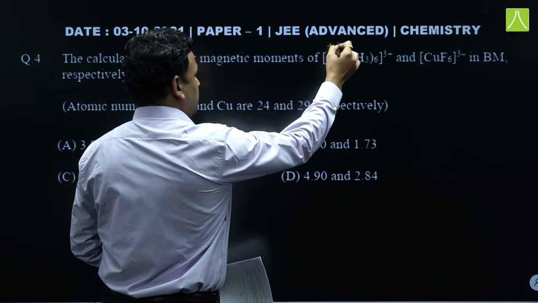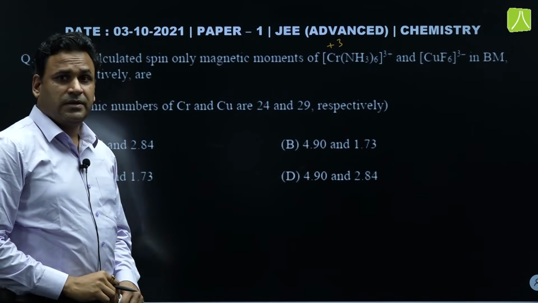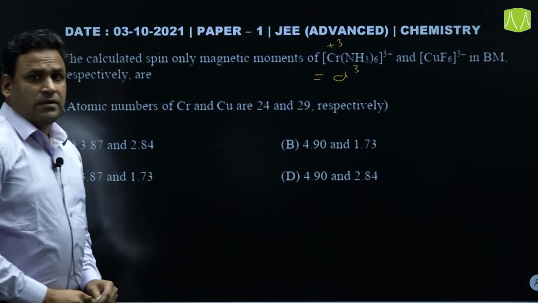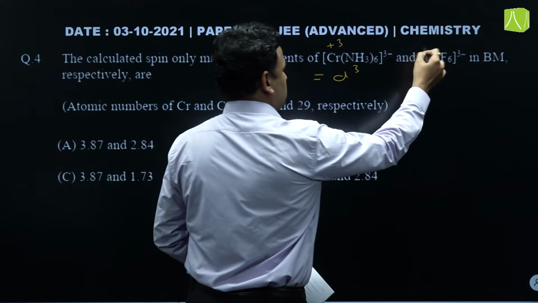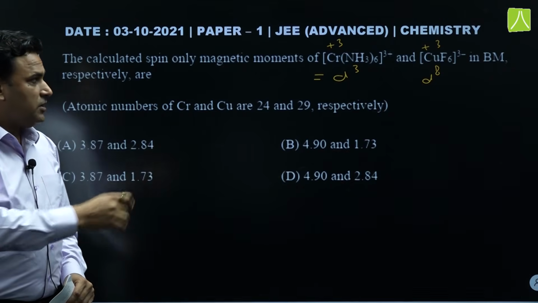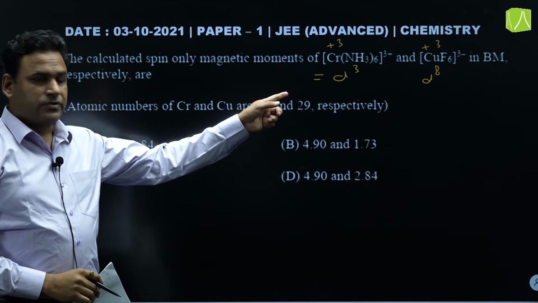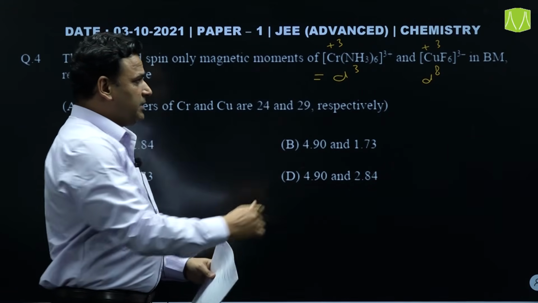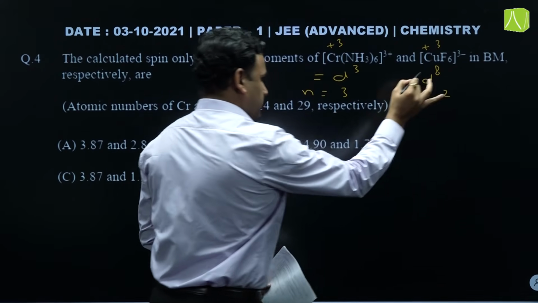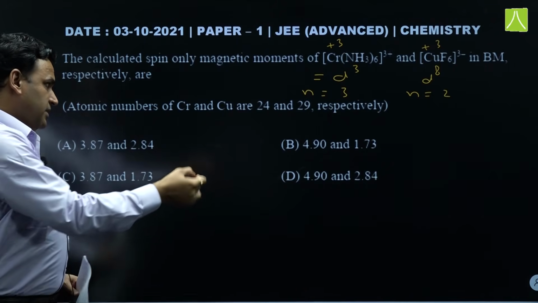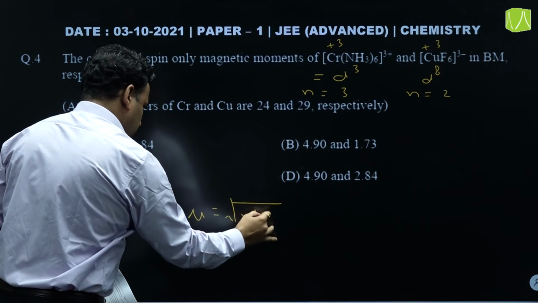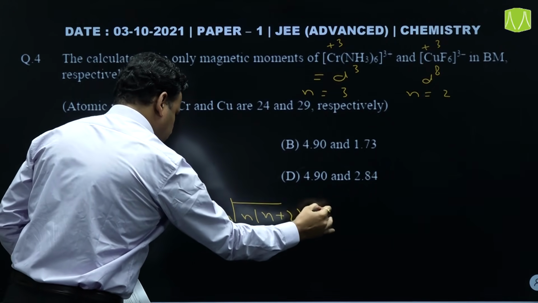So we know that chromium is present in +3 oxidation number, so chromium is going to be d3 configuration, and copper is present in +3 oxidation number. So this is d8 configuration. Now, we can easily calculate number of unpaired electrons. In d3 configuration, there will be 3 unpaired electrons, n equal to 3, and in d8 configuration, there is going to be 2 unpaired electrons. Now, we know the spin only magnetic moment is given by root of n into n plus 2 Bohr magneton unit.